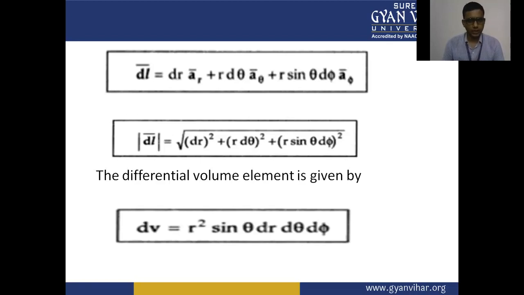So the differential length in modulus form is given by the next equation: the square root of dr whole square plus r d theta whole square plus r sine theta d phi whole square. This is the form of the differential length in modulus form. Through this we are able to find the magnitude of the differential length in the spherical coordinate system.